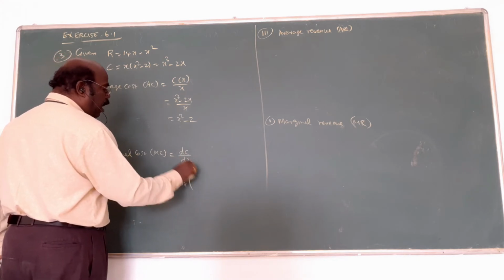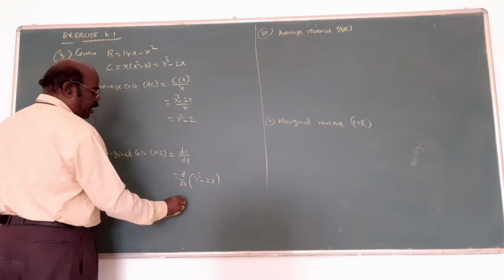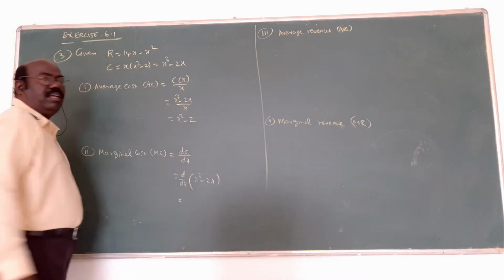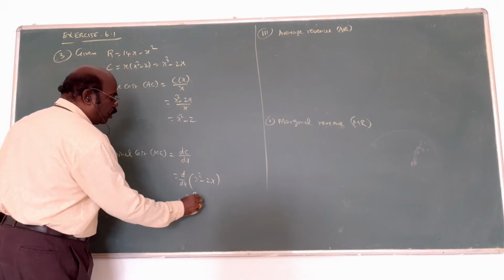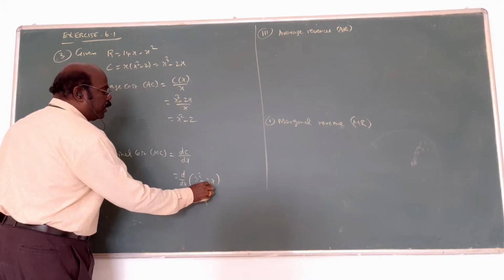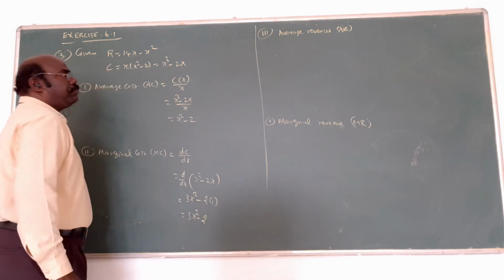dC by dx, already given, is x cube minus 2x. Now differentiate this with respect to x. x cube becomes 3x square, minus 2 into the derivative of x, which is 1. So 3x square minus 2 is the answer.